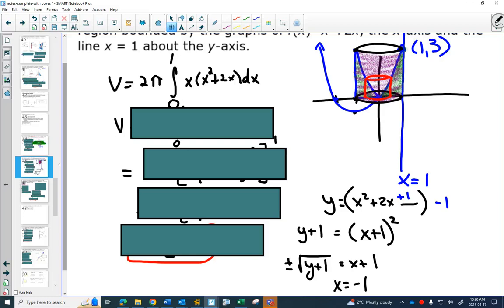Right? And so in this case, we would have the positive one. And that would be your inner radius. Your outer radius would be +1. And with your inner radius, you would then have to square it, and you'd have lots of square roots to deal with. I hope that you see in this situation, the cylindrical method is better.